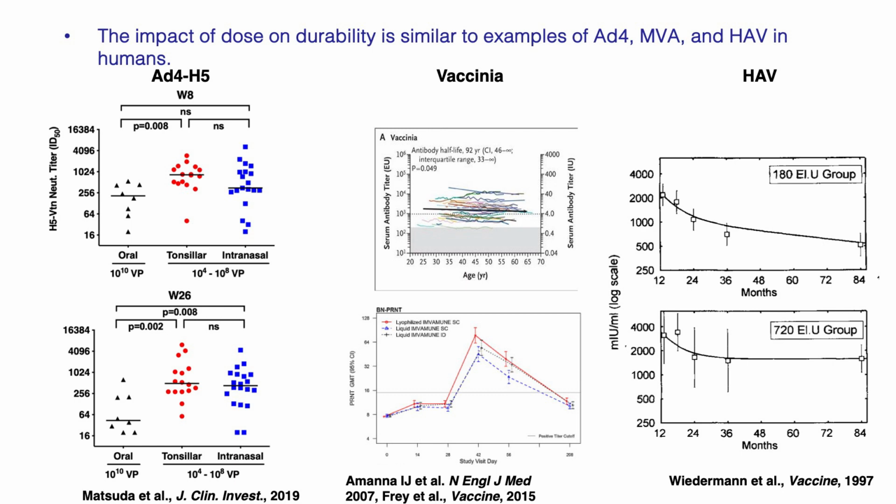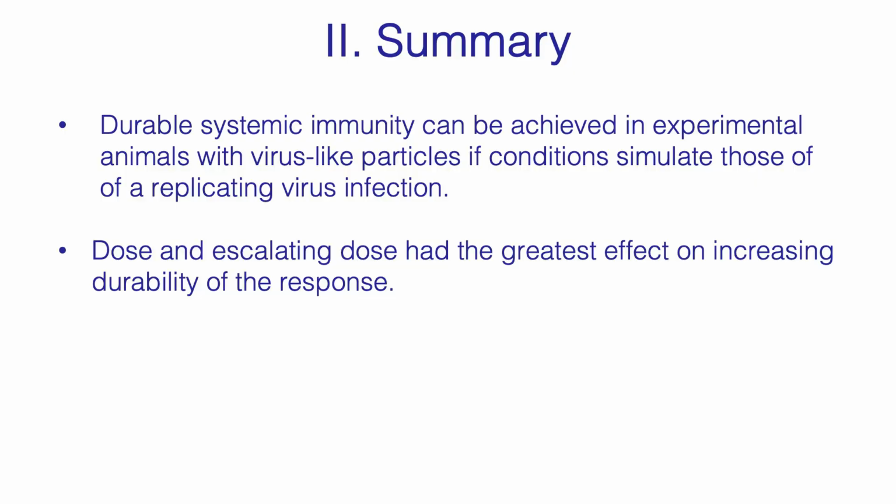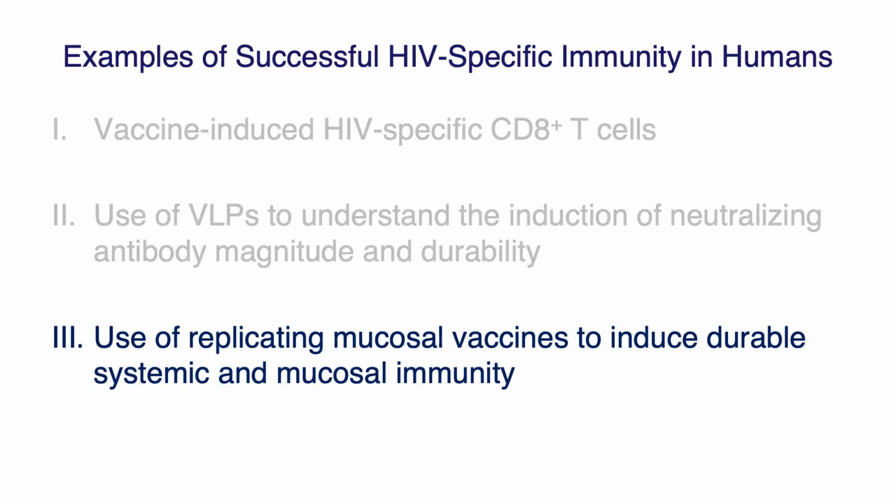You can actually increase this half-life. Although you have this initial decline, you can increase it very substantially by increasing dose. So dose, in retrospect, is a very important parameter of live virus infections that's critical for antibody durability. To summarize this section, durable systemic immunity can be achieved in experimental animals with VLPs if conditions simulate those of a replicating virus, and dose and escalating dose had the greatest effect on increasing the durability of the response.